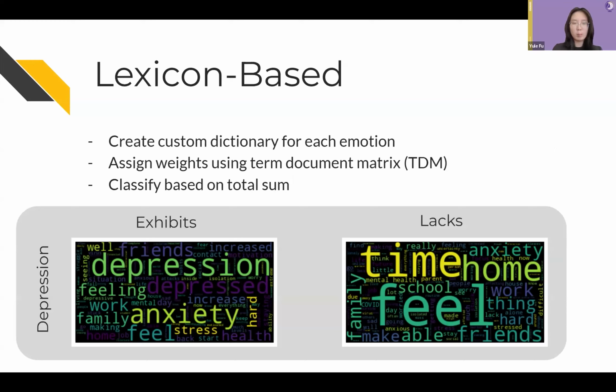For example, in depression, the word "depressed" appears very often in people who do have depression. So the word "depressed" would have a very high score. When things are added up together, we would say, if that score is above a threshold, that text response would be classified as a student with depression.